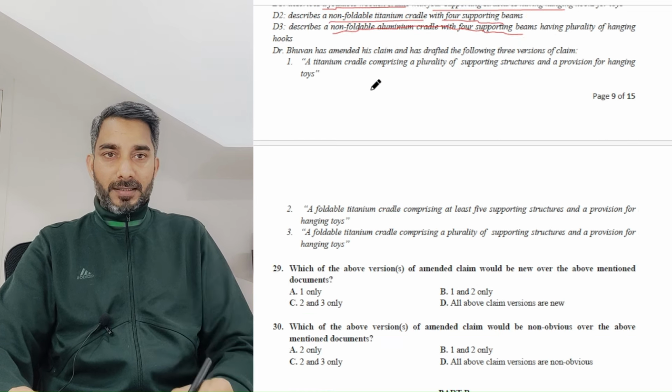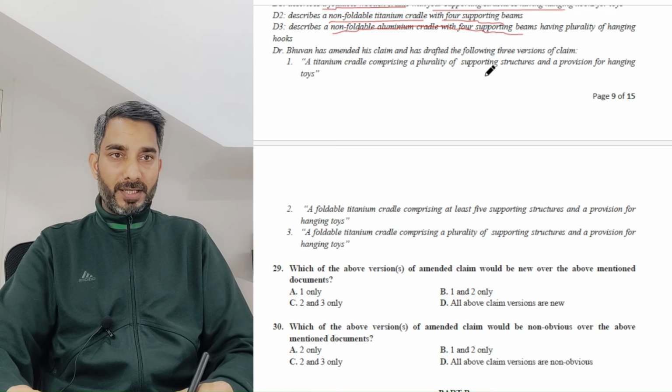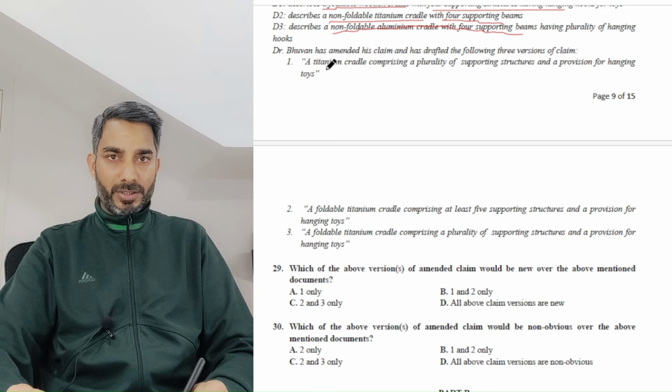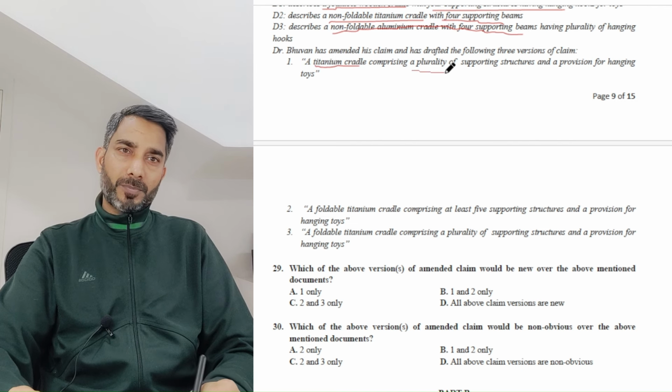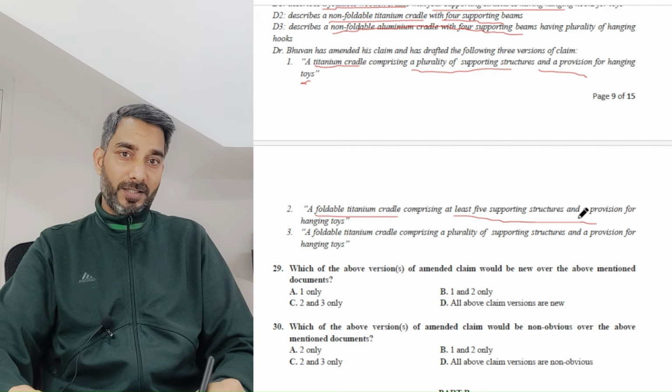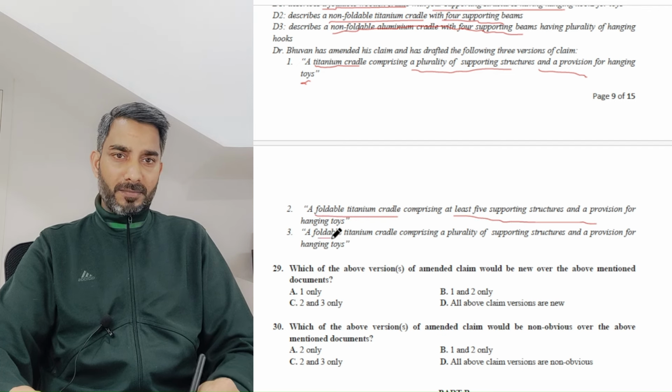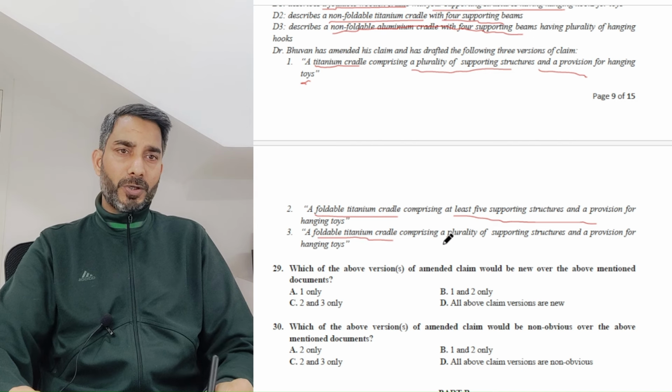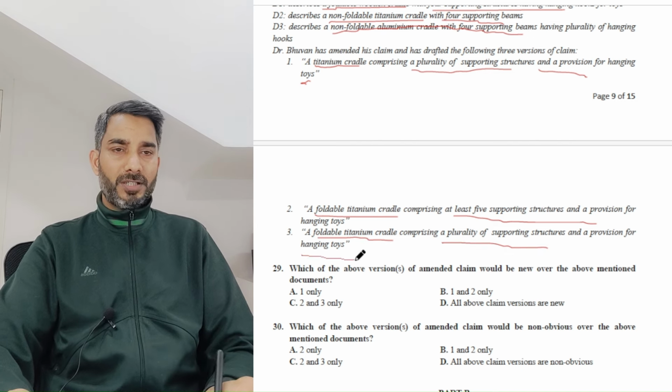A titanium cradle comprising a plurality of supporting structure and provisions for hanging toys. So titanium is specifically mentioned here. A plurality of supporting structures and provisions for hanging toys. Okay. A foldable titanium cradle, at least 5 supporting. I like this one. A foldable titanium cradle comprising a plurality of supporting structure and a provision of. So these are broad ones.